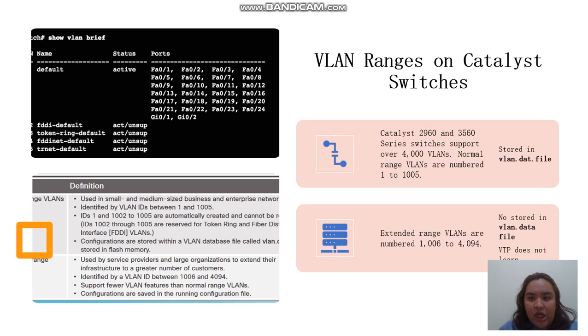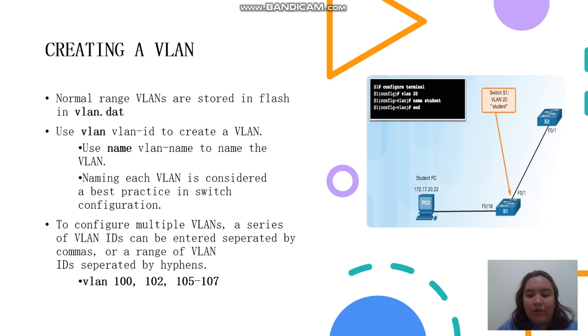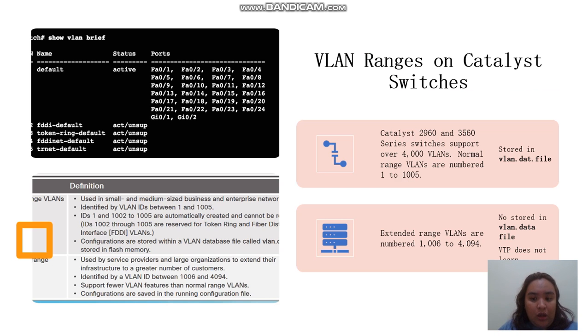VLAN ranges on Catalyst switches. Catalyst 2960 and 3560 series switches support over 4,000 VLANs. Normal range VLANs are numbered 1 to 1005 and are stored in the vlan.dat file. Extended range VLANs are numbered from 1006 to 4094. There is no stored data in the VLAN data file, and VTP does not learn them.